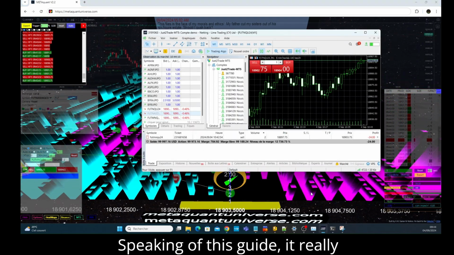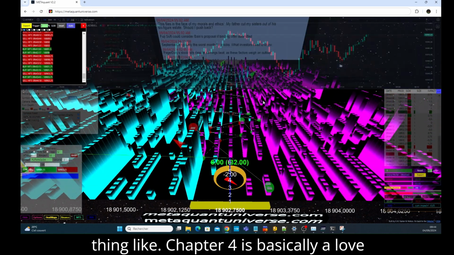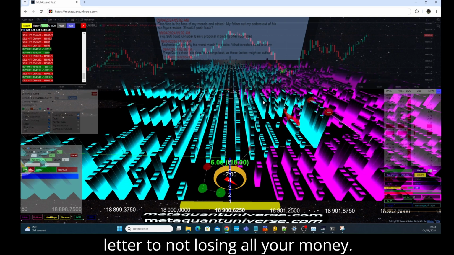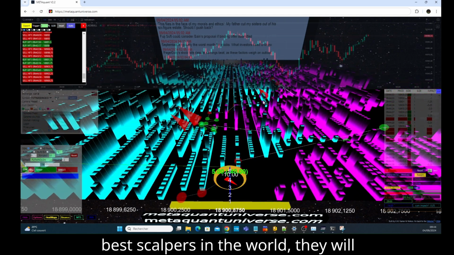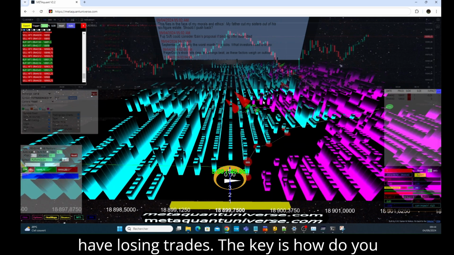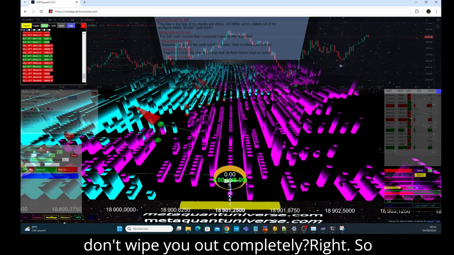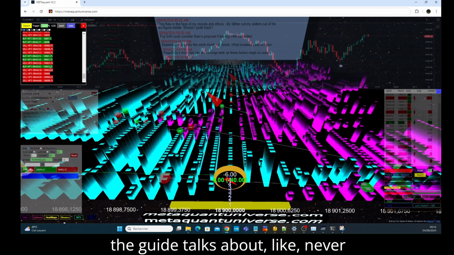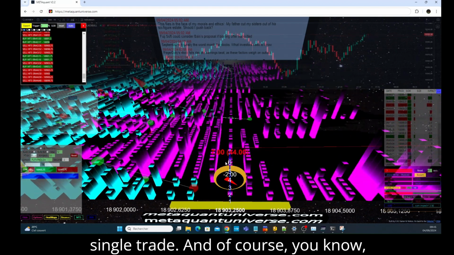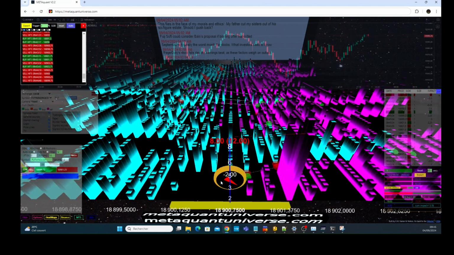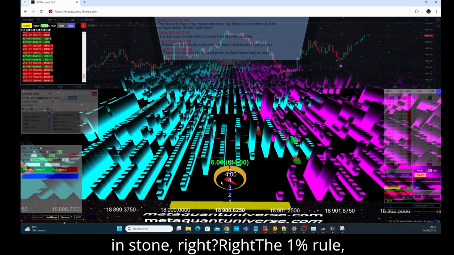Speaking of, this guide really hammers home this whole risk management thing. Like, Chapter 4 is basically a love letter to not losing all your money. Yeah, and rightfully so, because even the best scalpers in the world will have losing trades. The key is how do you actually manage those losses so they don't wipe you out completely? Right. So the guide talks about never risking more than 1% of your capital on a single trade. And of course, these are rules of thumb. They're not set in stone. Right. The 1% rule.